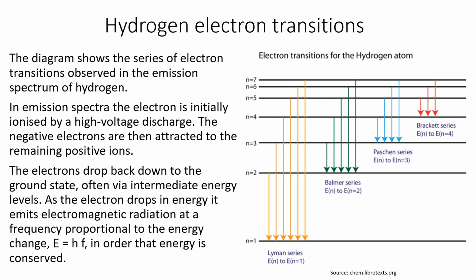But we have to bear in mind, of course, that most of these are not in the visible part of the spectrum. So you see that only the Balmer series there, dropping down to n=2, is actually visible to us. Paschen and Brackett and higher series will be in the infrared at lower energy, and the Lyman series will be in the ultraviolet to higher energy.